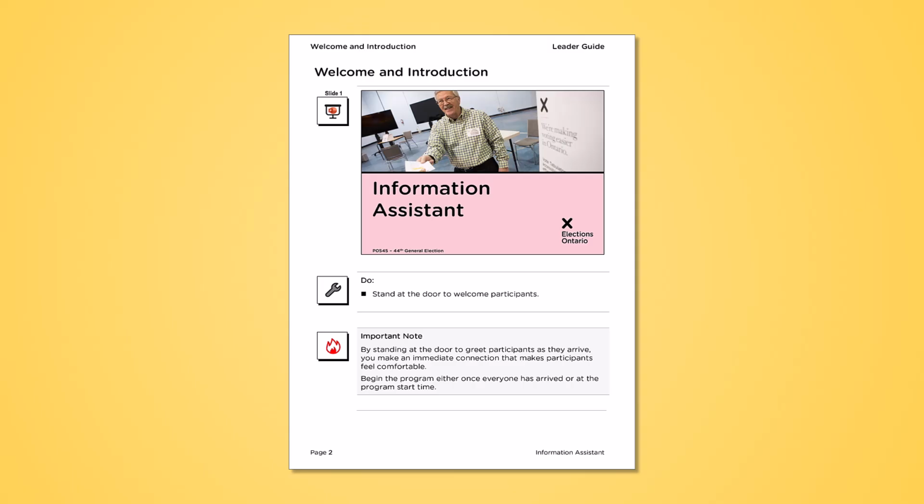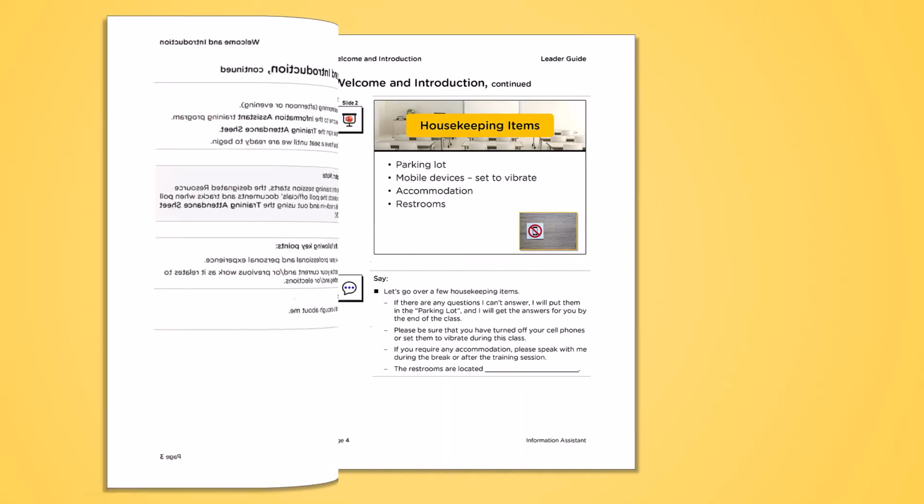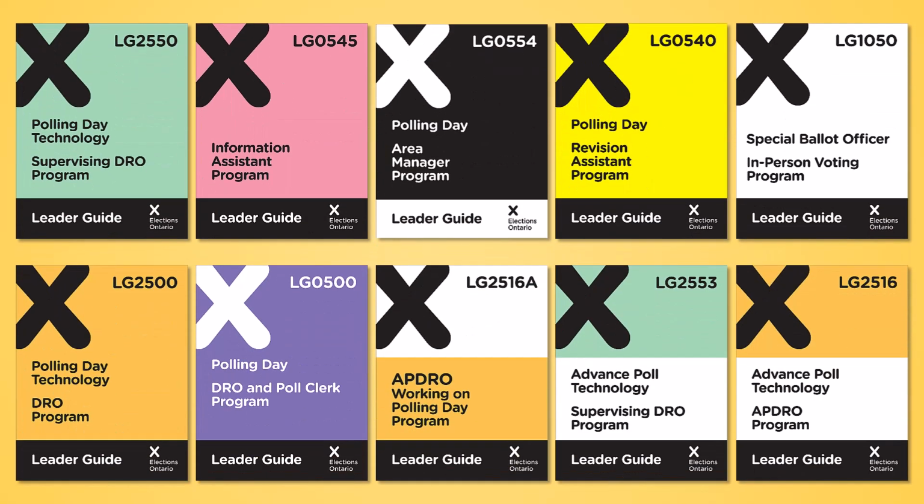When you get to your first module, you'll see a picture of the corresponding PowerPoint slide, the actions you need to take, and the script you need to read. In this example, you'll welcome everyone to the start of the training session. Make sure everyone has signed the training attendance sheet, give a short introduction of yourself to your group, and talk about how your experience relates to teaching and elections, then say, "That's enough about me," and transition to the next slide in your PowerPoint.